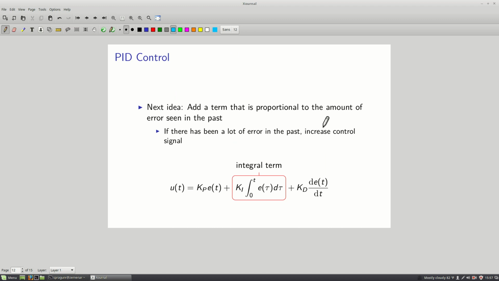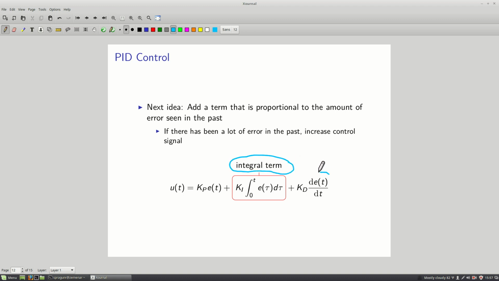Well, as you may have guessed, it's going to have something to do with an I. We're going to introduce one more term in our controller, the integral term. Where the derivative term was looking forward in time, looking at how fast the error is going down in order to decide what to do, we can think of our integral term as looking backwards in time. The intuition is that if there's been a lot of error in the past, we must not be applying enough control signal, so we're going to increase the control signal.